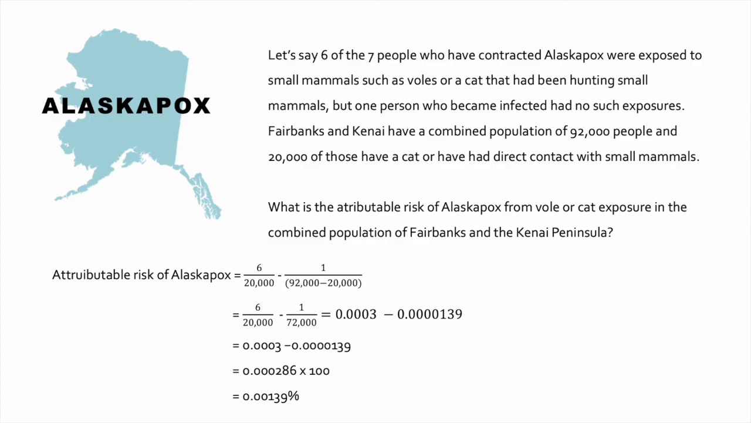If it were 0, that would mean that there's no additional risk for those with the exposure. But because this is a very rare disease, but a lot of people interact with cats or rodents, the attributable risk is very small. This is another example where you can see there can be a dramatic difference between these different measures of association depending on how common or rare a disease is. This doesn't mean we can't blame cats and rodents for infecting people with Alaskapox, but because it's so rare, everybody who interacts with cats and rodents still has a very, very small risk of actually getting Alaskapox.